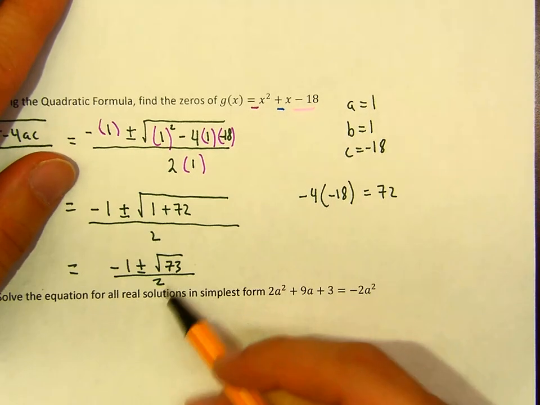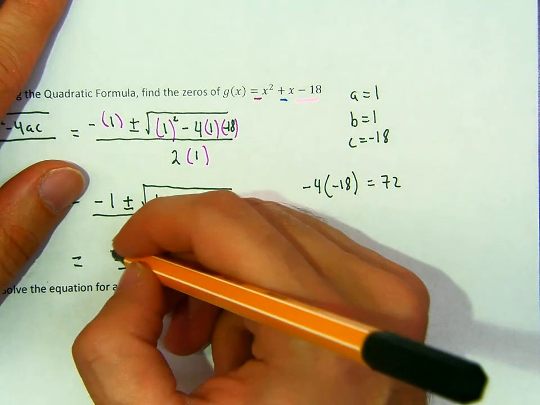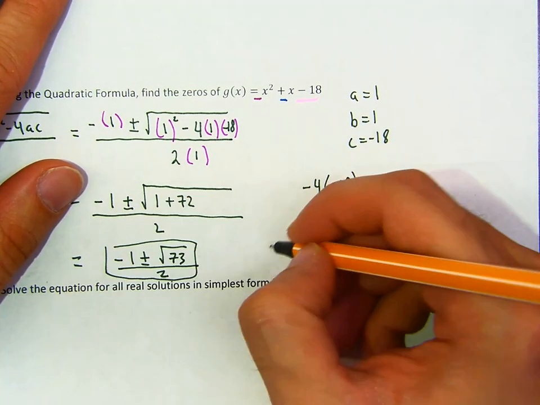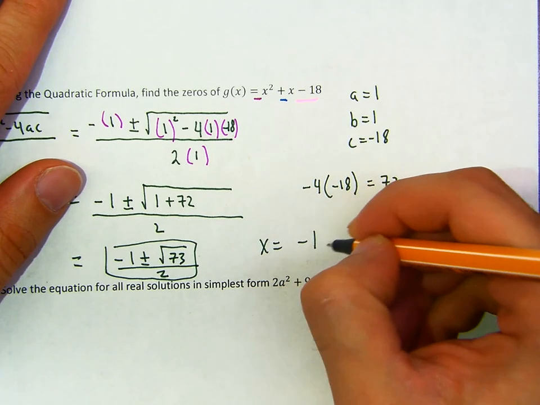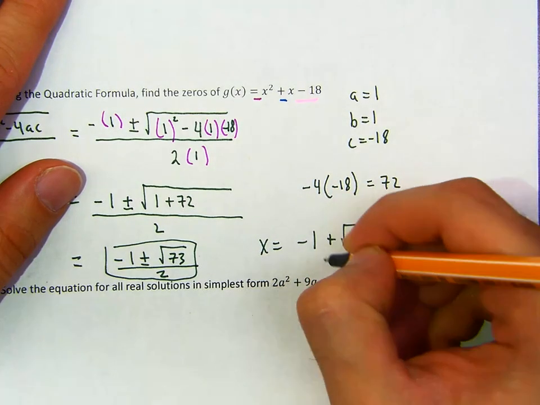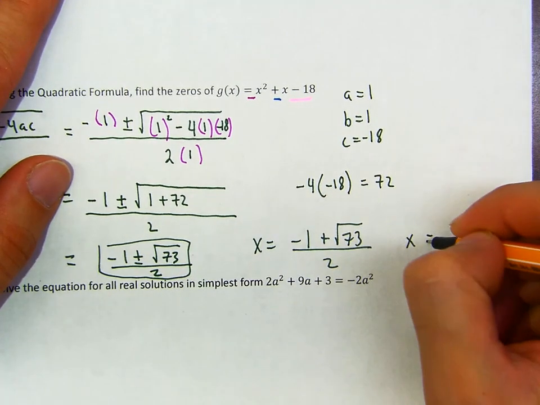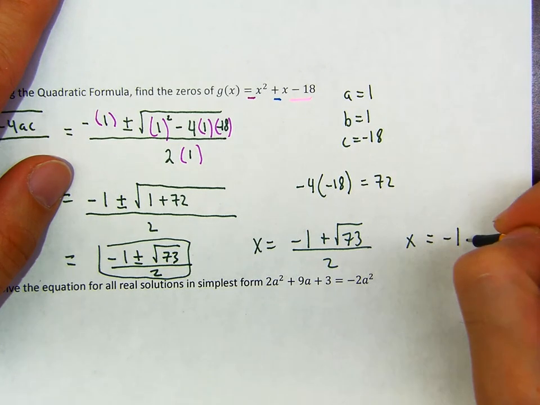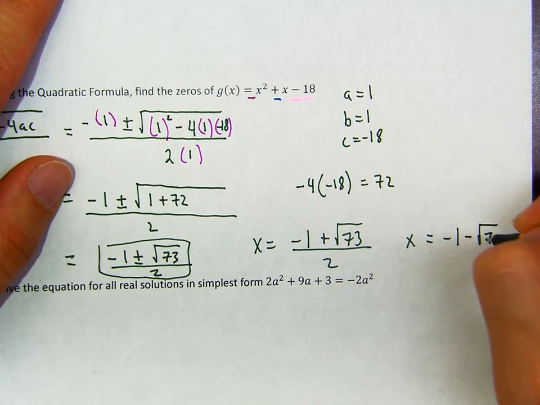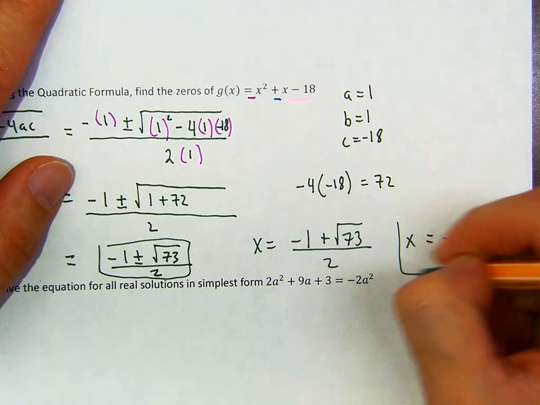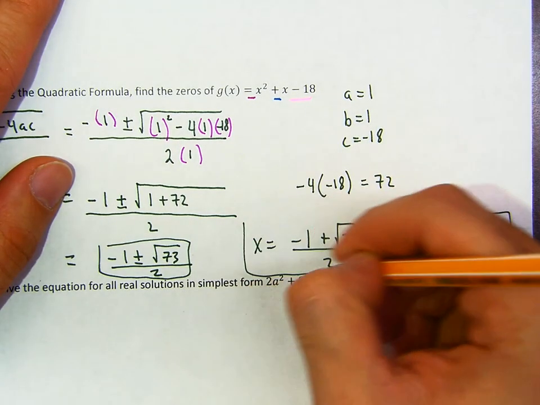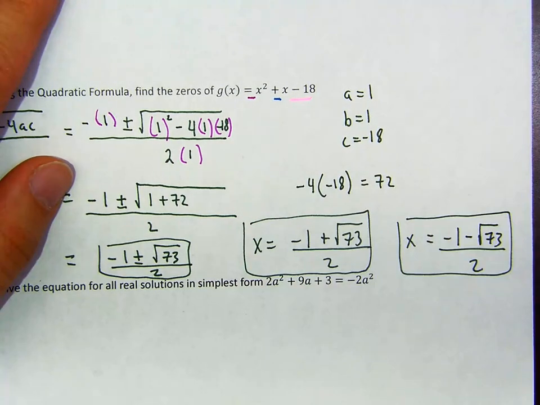So notice that it doesn't simplify. And then we're just left with this. So x is equal to negative 1 plus square root of 73 over 2, and x is equal to negative 1 minus square root of 73 over 2. And these are the two solutions, okay? And what does that mean graphically?